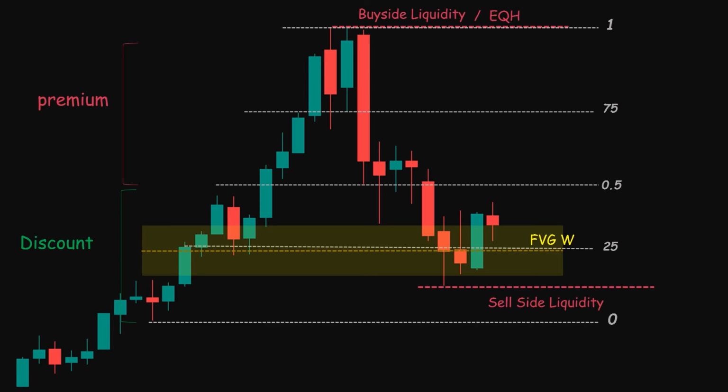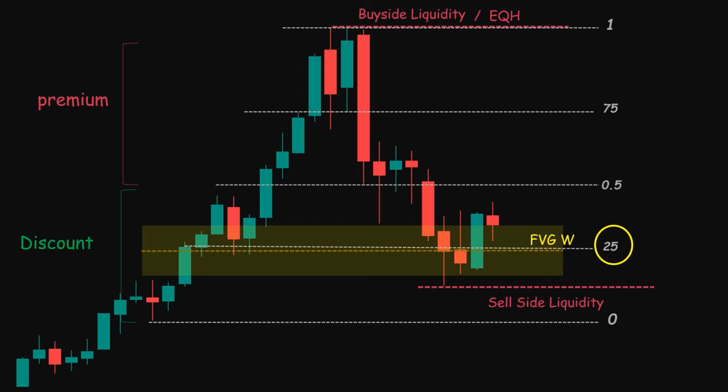The market constantly moves between premium and discount, and understanding where price is within this range gives us valuable context for what it's more likely to do next. All of this extra information helps us align our bias before we even think about execution. Price is currently trading in the discount zone, around the 25% DRT level, and it has managed to close back above it. This is one of the most important areas I pay attention to.